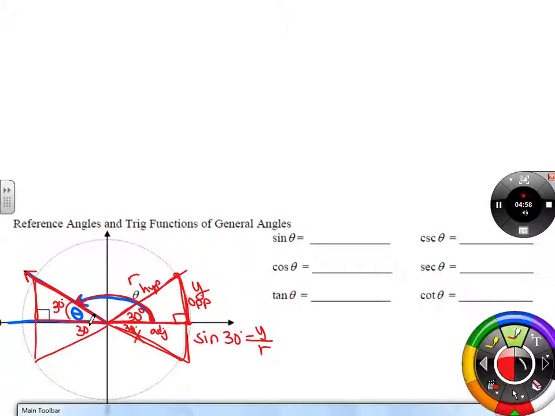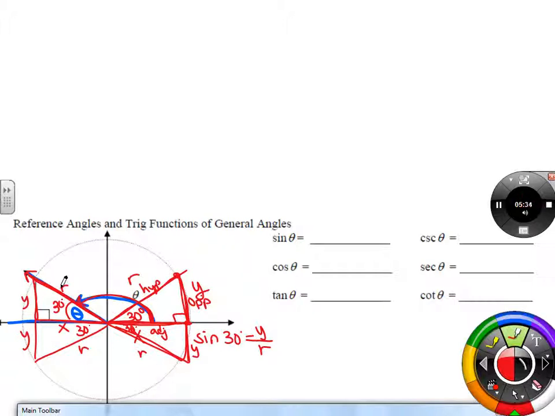So all of these triangles have the same setup. They have x, they have y, they have r. Every single one of them. And in every single one of those triangles, if I went to write the sine of 30 degrees, look at what would happen. Y over r, opposite over hypotenuse. Here, y over r, opposite over hypotenuse. Over here, y over r, opposite over hypotenuse. It would happen every single time.